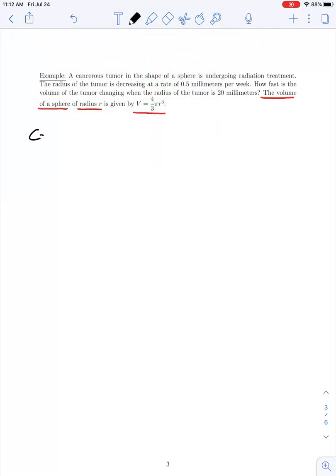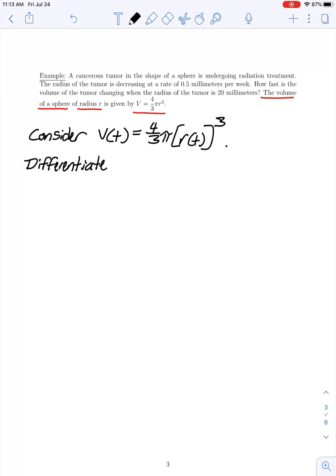So, as with our previous examples, let's maybe write this in the following way. We have V, the volume of the tumor, which is changing over time, so it's a function of time, equal to 4/3 pi times r cubed. But we keep in mind that the radius of this tumor is changing over time, so it's really a function of t. So once we have our equation relating our two quantities, volume and radius of this spherical tumor, we differentiate with respect to time.